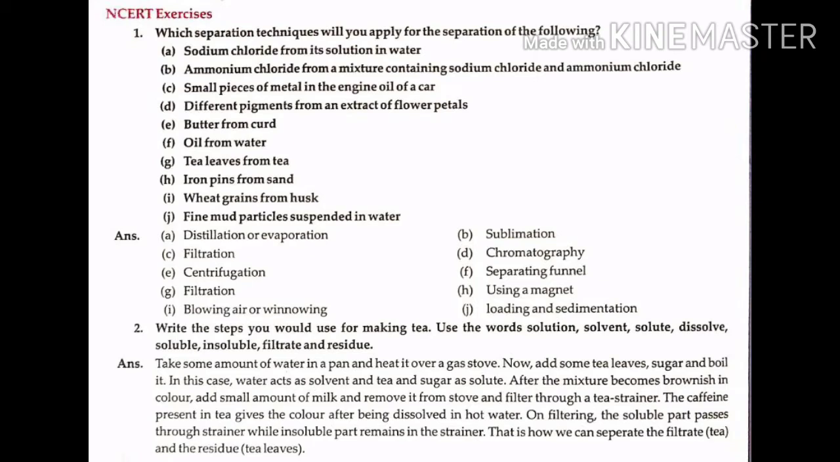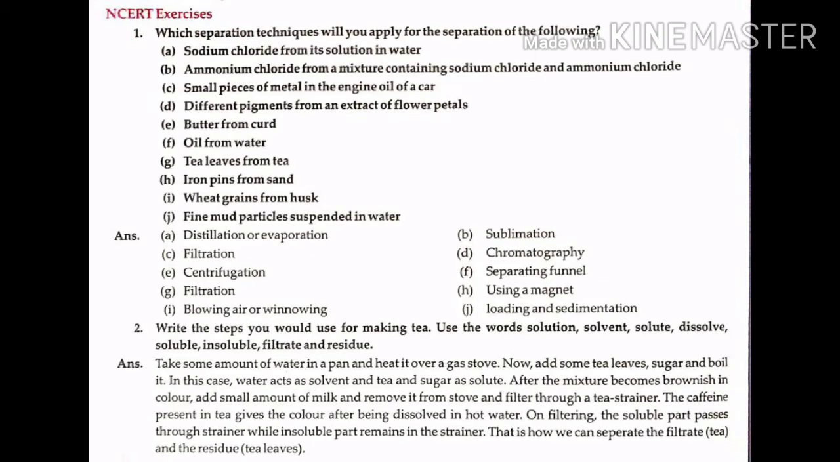Question number 2. Write the steps you would use for making tea. Use the words solution, solvent, solute, dissolve, soluble, insoluble, filtrate and residue. Answer. Take some amount of water in a pan and heat it over a gas stove. Now add some tea leaves, sugar and boil it. In this case, water acts as solvent and tea and sugar as solute.